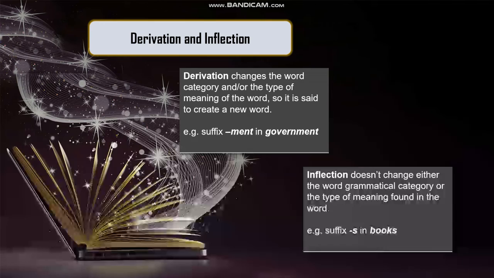And the next is derivation and inflection. Derivation changes the word category and or the type of meaning of the word, so it is said to create a new word. For example, suffix ment in government. Inflection doesn't change either the word's grammatical category or the type of meaning found in the word. For example, suffix s in books.